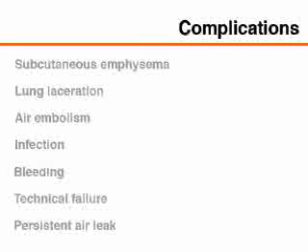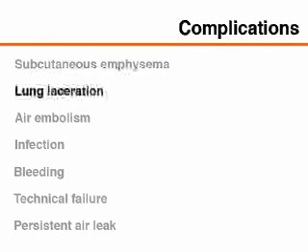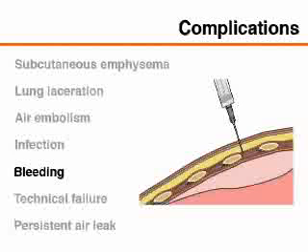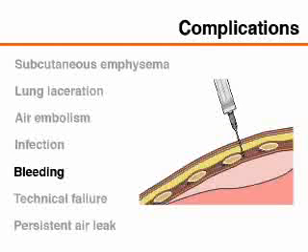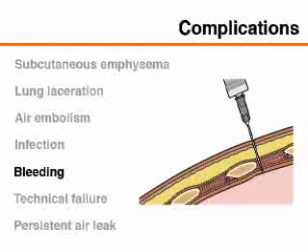Minor complications from needle aspiration of primary spontaneous pneumothorax include localized subcutaneous emphysema. Although serious complications are rare, lung maceration, air embolism, infection, or bleeding may occur. You can minimize the risk of bleeding by placing the catheter at the intercostal space just above the third rib, thereby preventing injuries to the intercostal vessels.